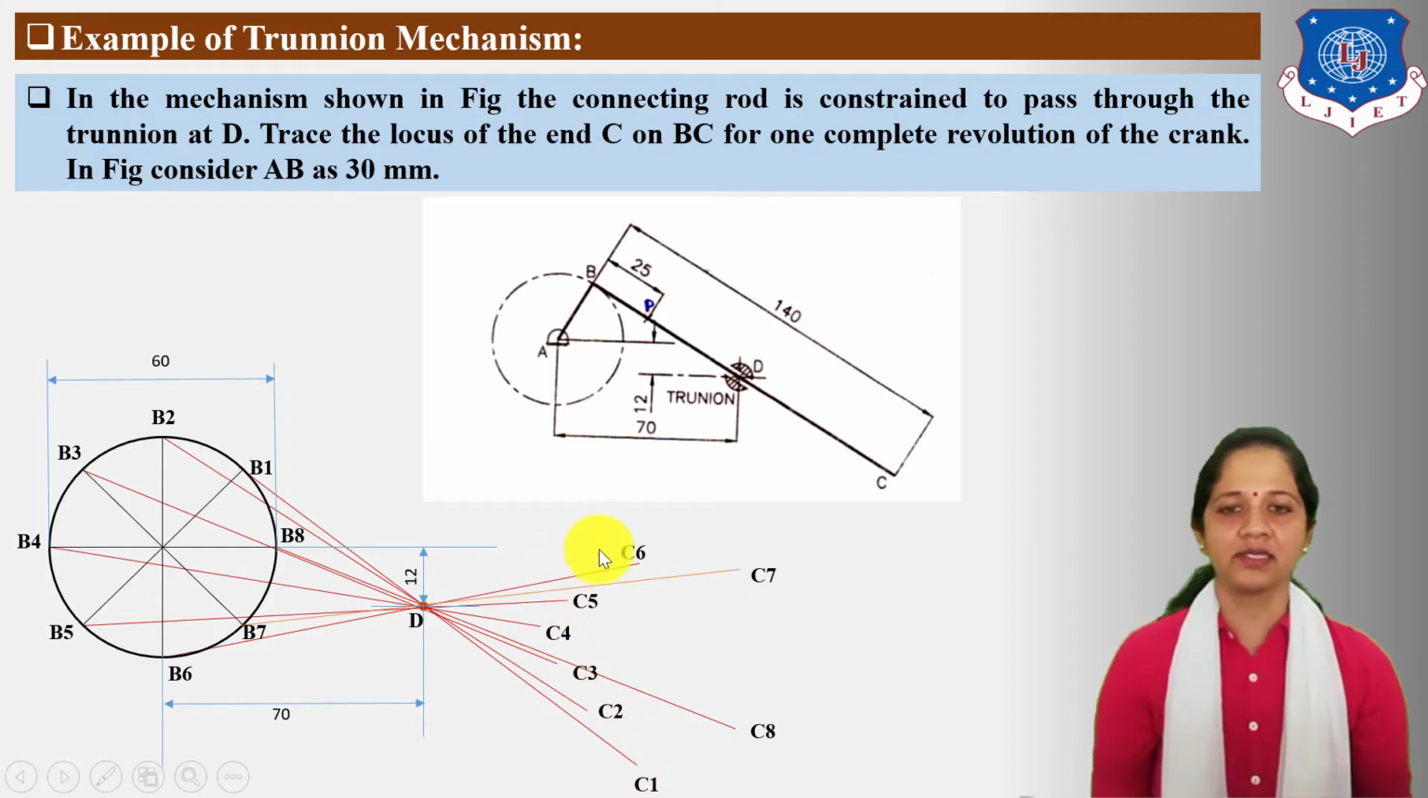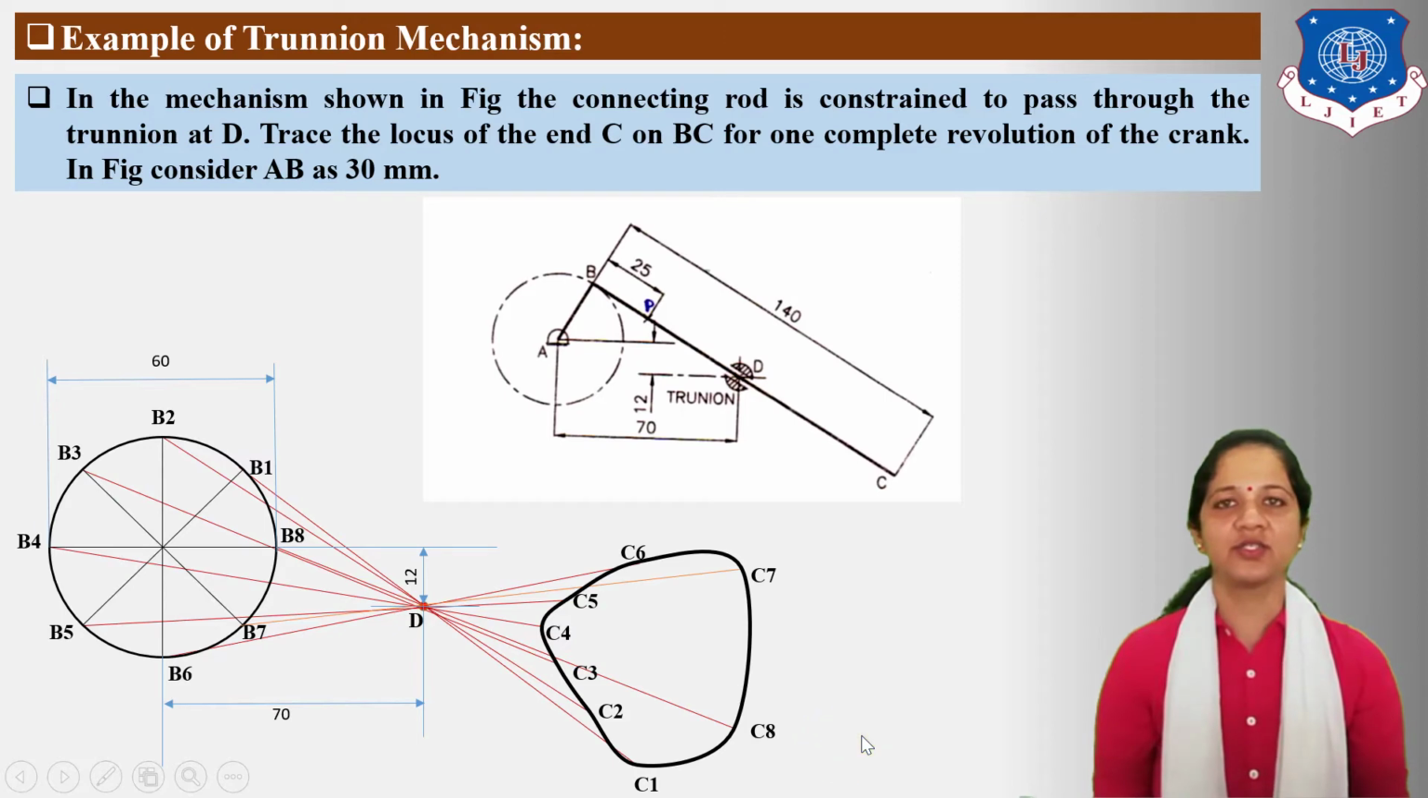Next, connect endpoint of BC rod C1, C2, C3 up to C8 freehand in form of curve, which indicates locus of C point. So, this is the end of this session.